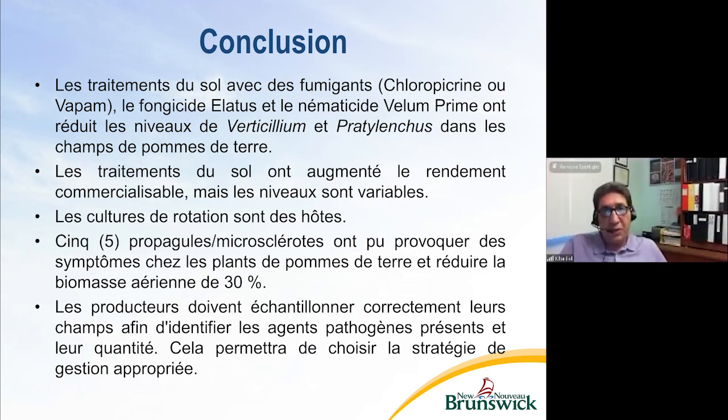Sorry, conclusions. Soil treatment with fumigants, chloropicrin and VPAM, and also the fungicide Elatus and the nematicide Velum Prime reduced the level of Verticillium and the nematode in potato fields. Soil treatments increased marketable yield, but the levels were variable, as you saw in the slides. And some of the graphs also showed that rotational crops are hosts. And 5 microsclerotia per gram of soil was enough to reduce the above ground biomass by 30%.